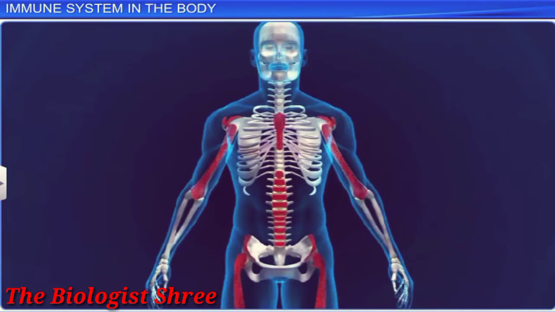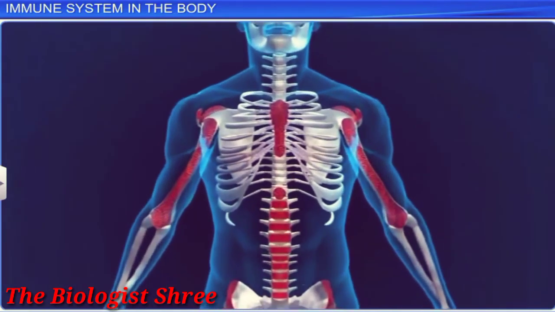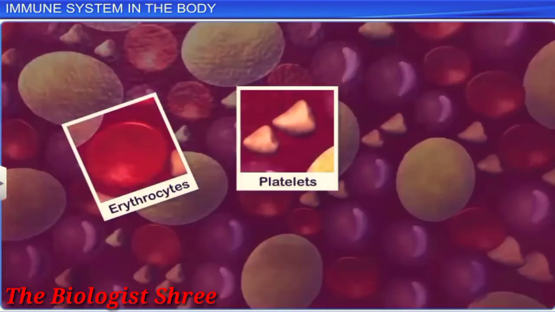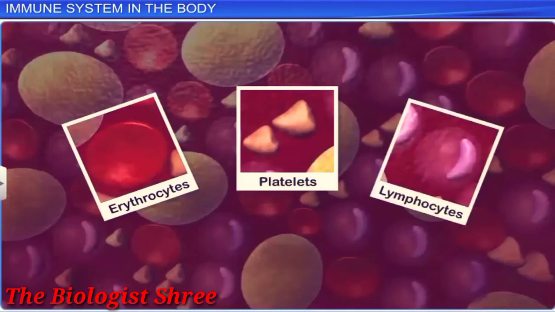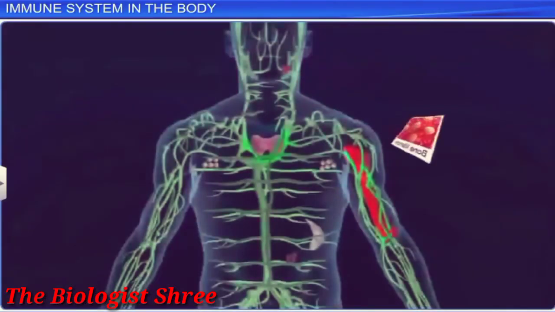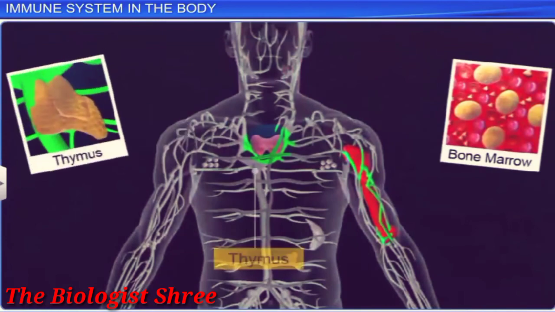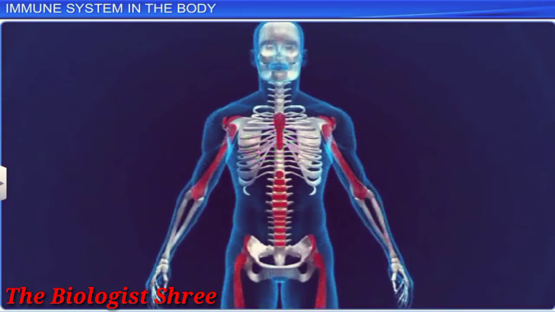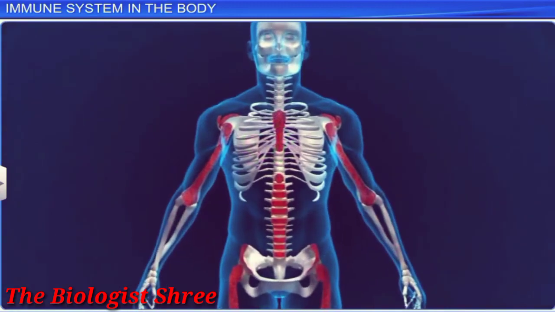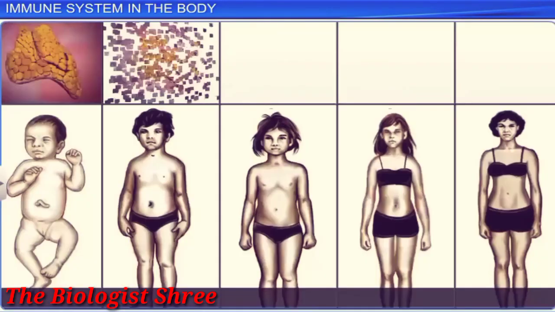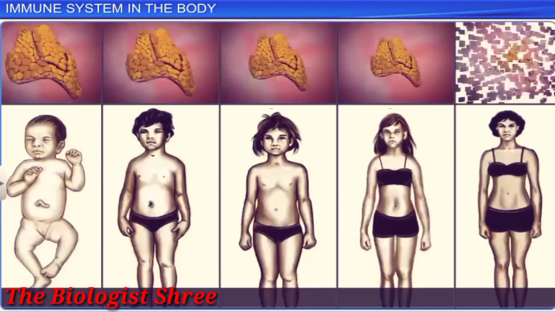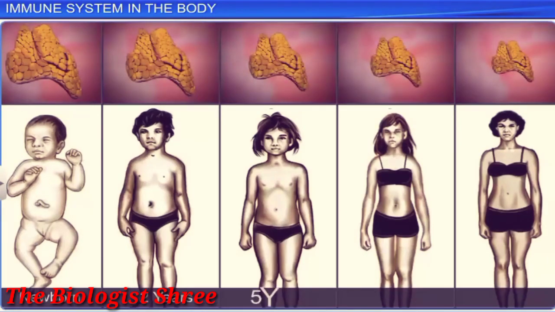Bone marrow is a flexible tissue found in the hollow interior of bones where all blood cells, including lymphocytes, are produced. The thymus, on the other hand, is a lobed organ which is located near the heart and beneath the breastbone. The thymus, which is quite large at birth, shrinks in size with an increase in age. By the time a person reaches puberty, the thymus shrinks considerably.